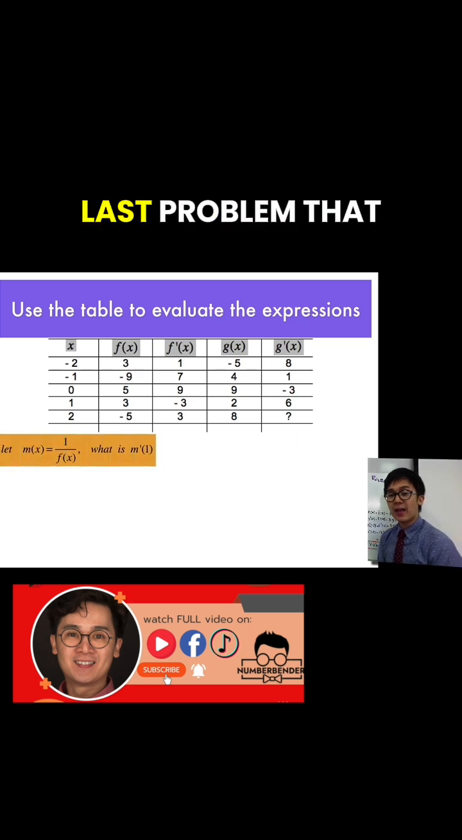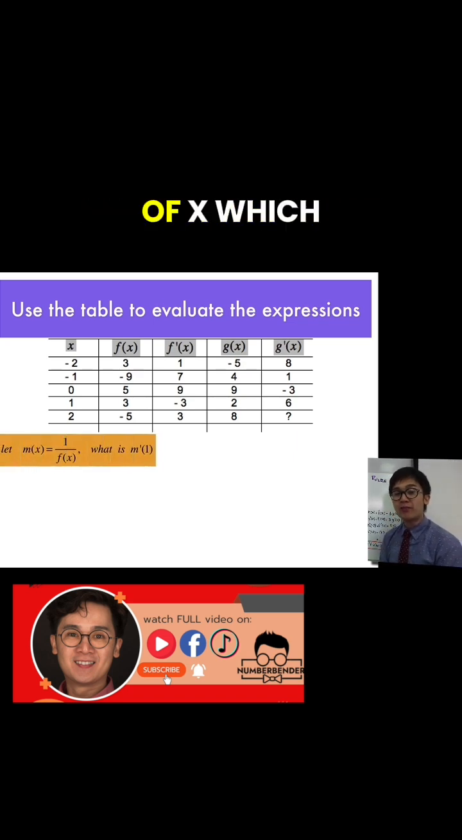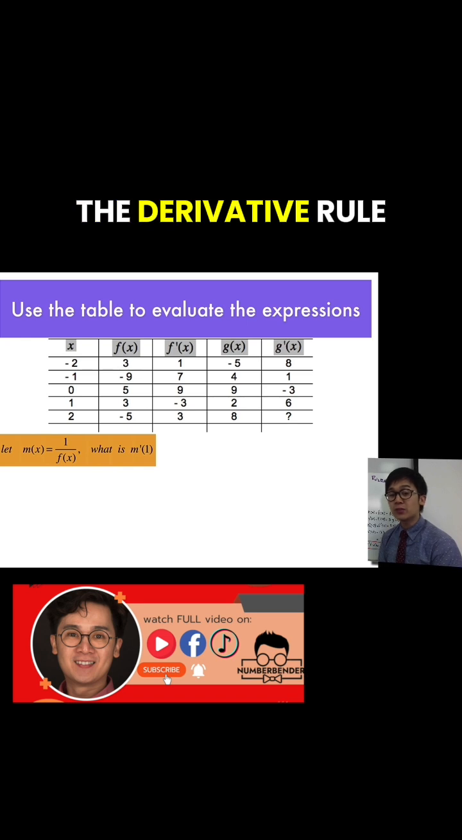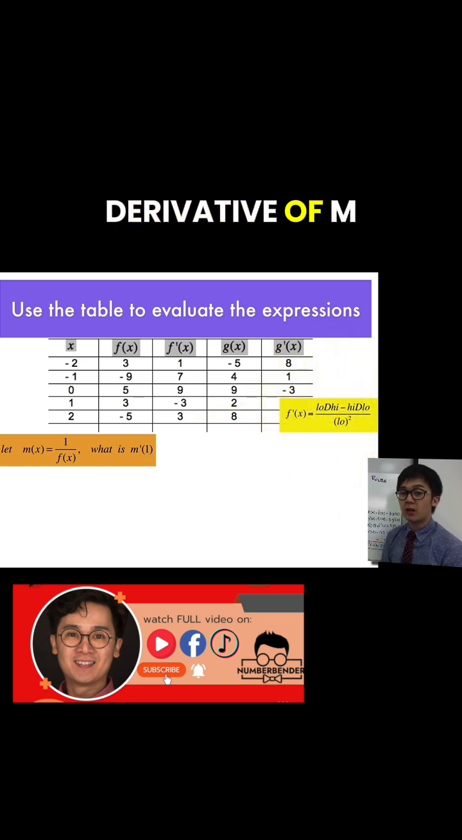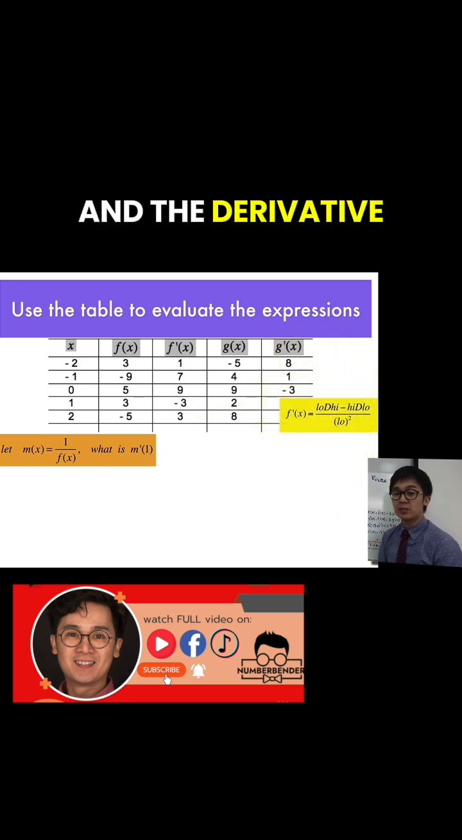Now for this last problem we have m of x, which is 1 all over f of x. And we are asked to find m prime of 1. So just like what we did in our previous examples, we're going to think of the derivative rule that will apply to our given function. And since we have a rational function, we will use the quotient rule in finding the derivative of m of x. The quotient rule is low d high minus high d low all over low low.